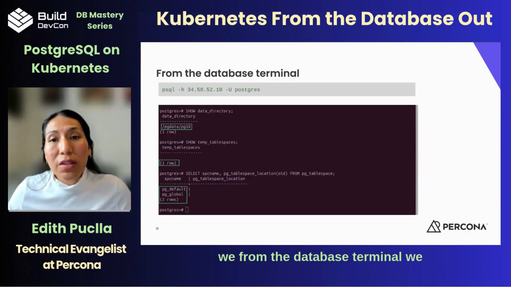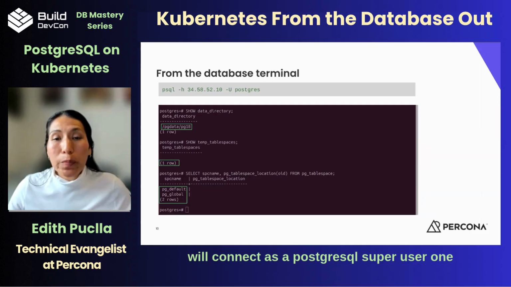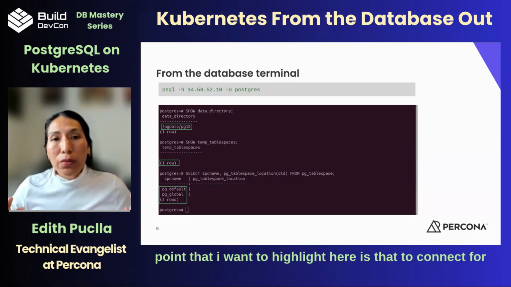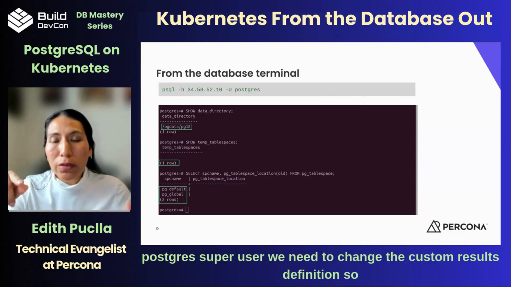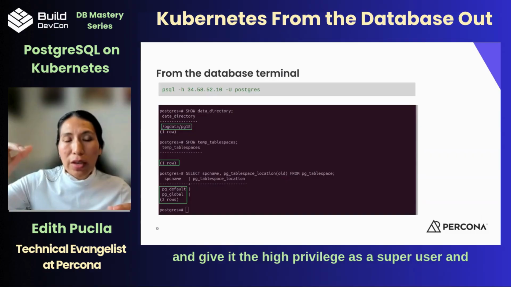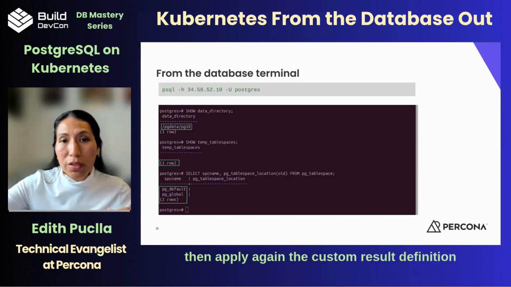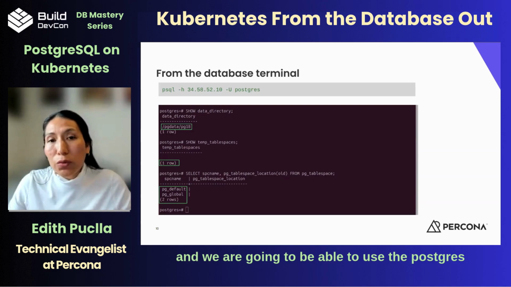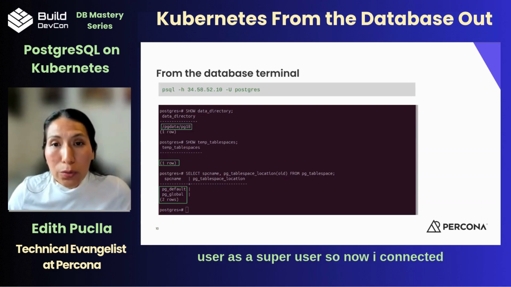Now, from the database terminal, we will connect as a PostgreSQL superuser. One point that I want to highlight here is that to connect as the postgres superuser, we need to change the custom resource definition. So we need to add the user postgres and give it the high privilege as a superuser, and then apply the custom resource again, and we are going to be able to use the postgres user as a superuser.